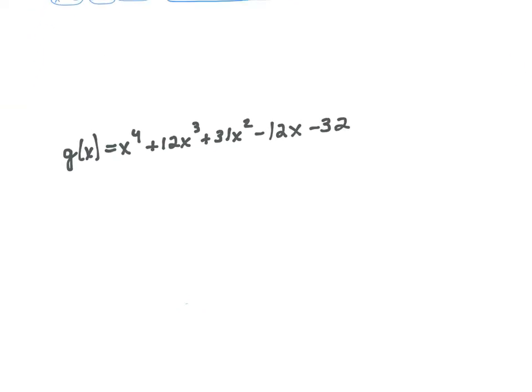This is very important. Pay attention to this one. Write it down if you want to. G of x equals x to the 4th plus 12x cubed plus 31x squared minus 12x minus 32.